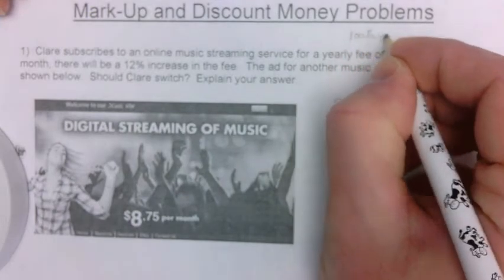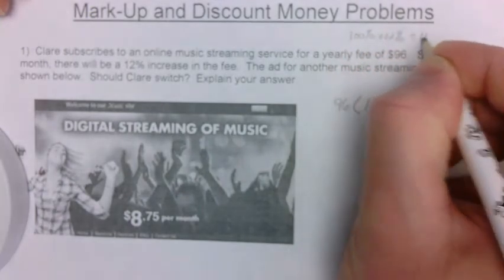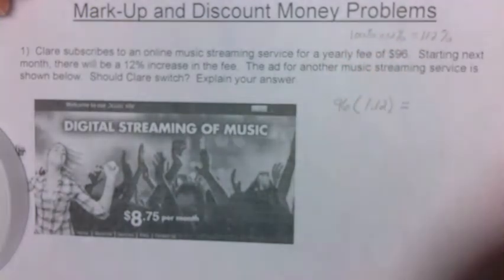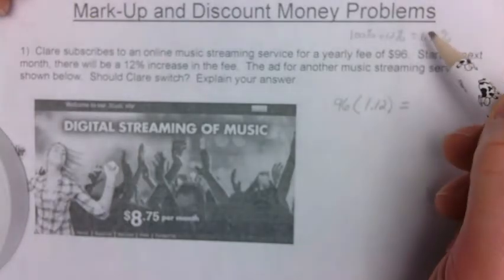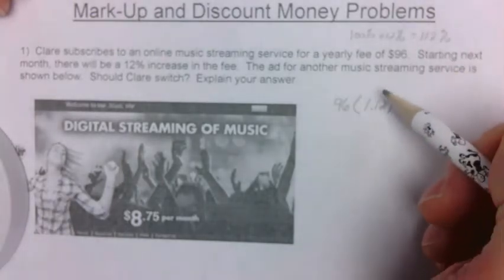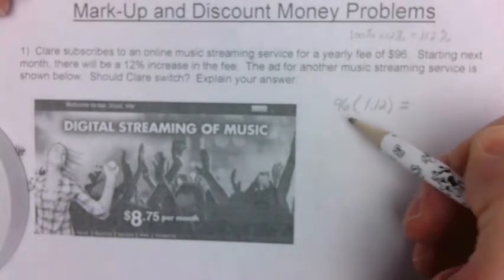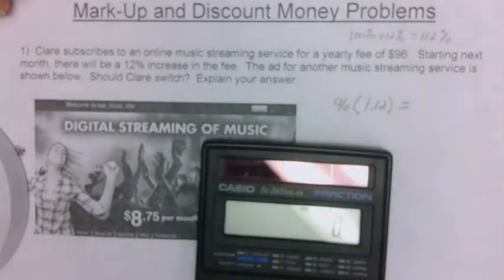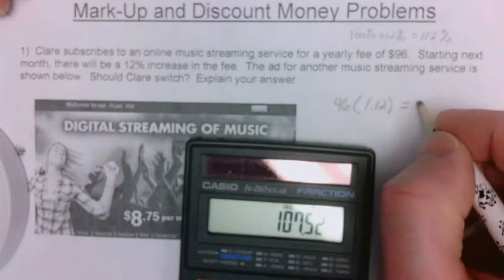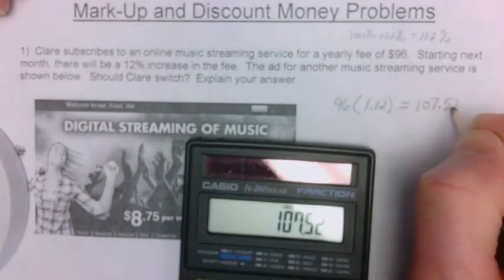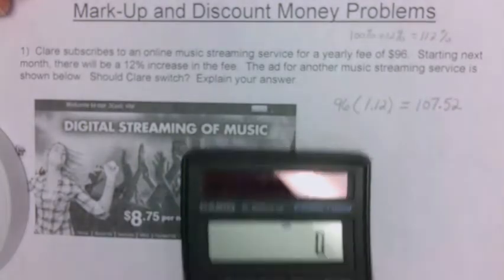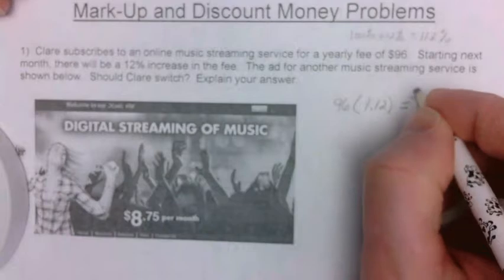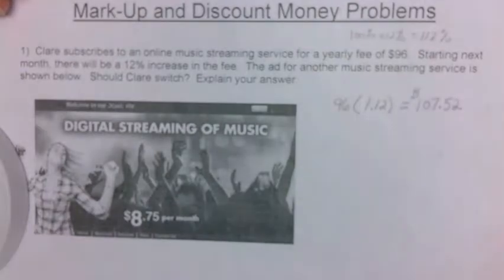100% plus 12% means that the new price is 112% of the old price, and 112% as a rate in decimal form is 1 and 12 hundredths. So if I do 96 times 1 and 12 hundredths, I end up with 107 and 52 hundredths. Okay, so that means that the new yearly price is $107.52.